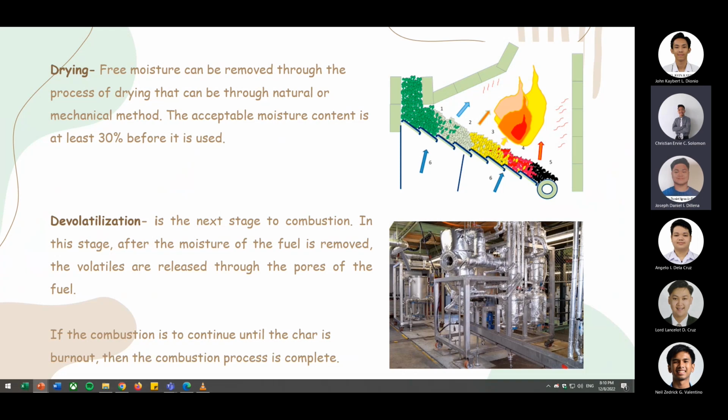Ignition of the fuel may occur when the volatiles ignite in the boundary layer around the particle, or fixed carbon found on the surface of the fuel. The ignition time of the solid fuel depends on the particle size and thermal diffusivity, heating rate, and pyrolysis rate. If the combustion is to continue until the char is burned out, then the combustion process is complete.